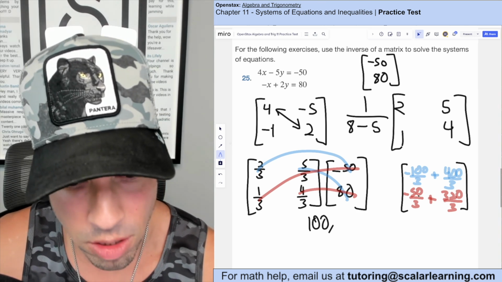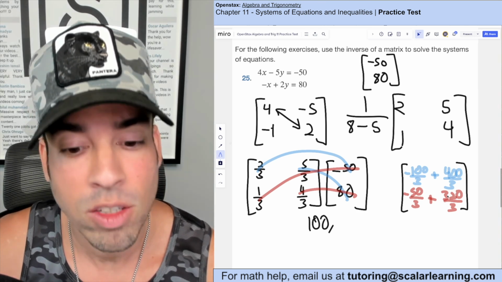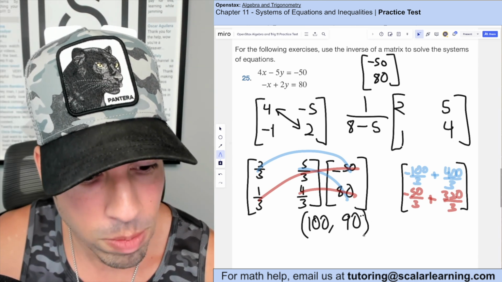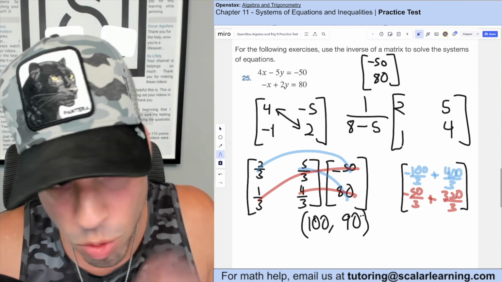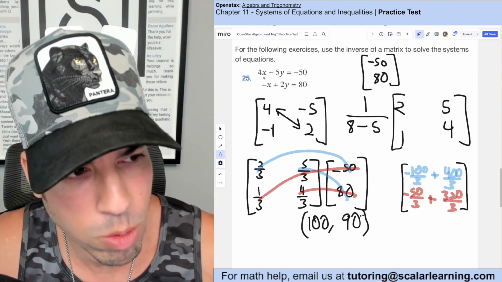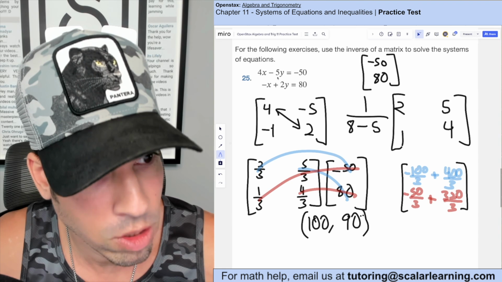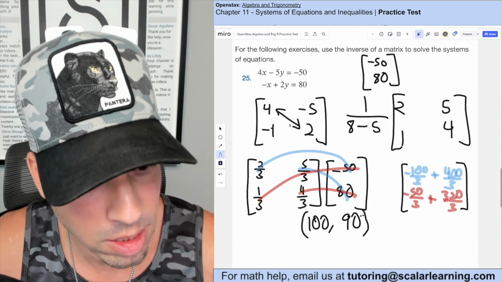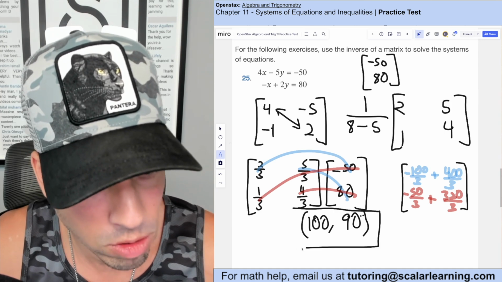My y value is down here. -50 plus 320 is 270 divided by 3 is 90. So there's my solution, and you can plug in just real quick just to verify. Plug it into both equations. 400 minus 450 is -50. -100 plus 180 is indeed 80. So there's my final solution.